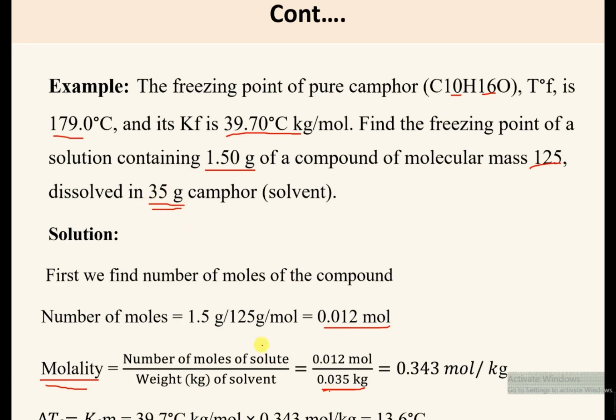So mole divided by kilogram of solvent gives this molality of the solute. So change in T, freezing point depression, is equal to the freezing point depression constant times the molality.